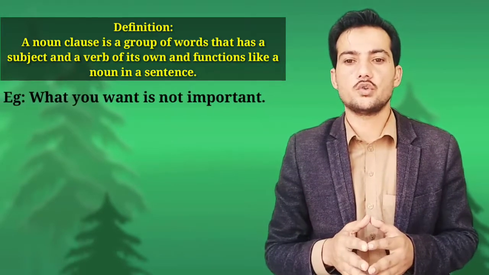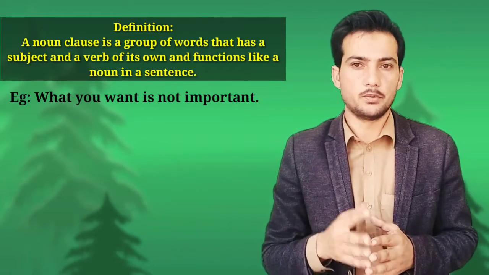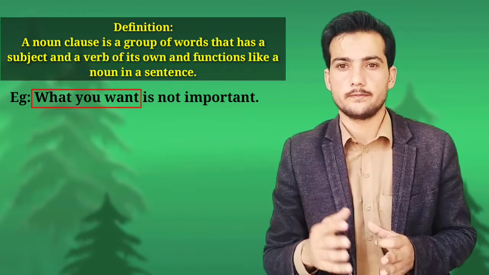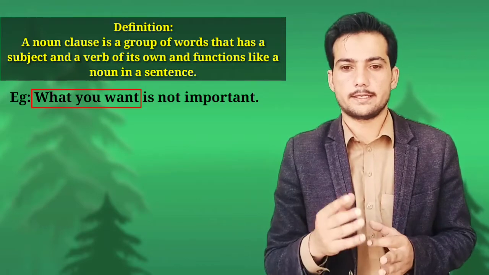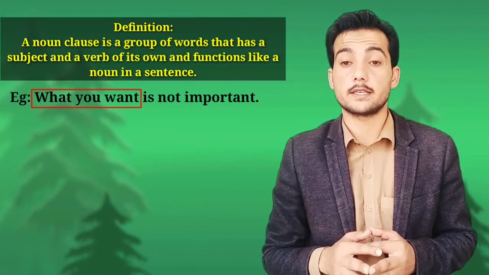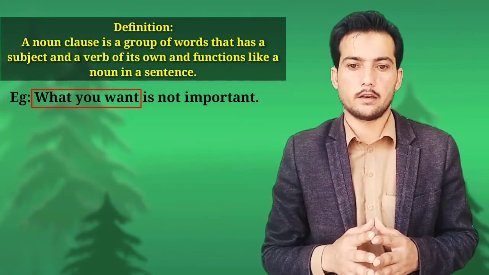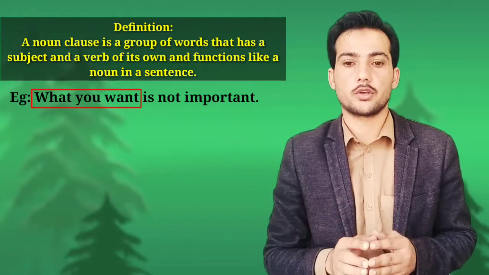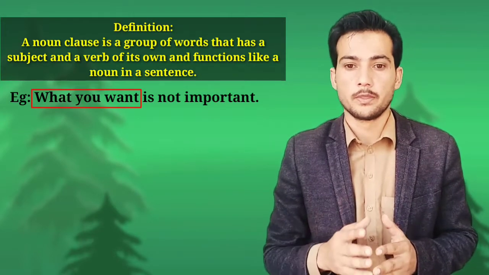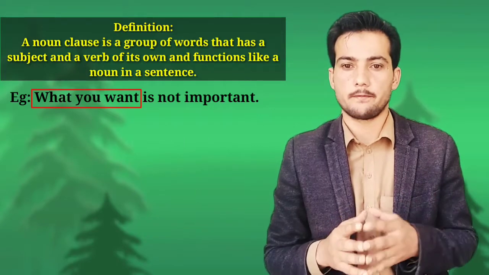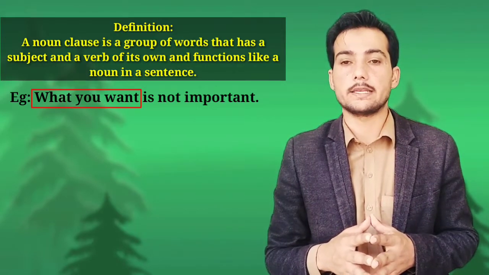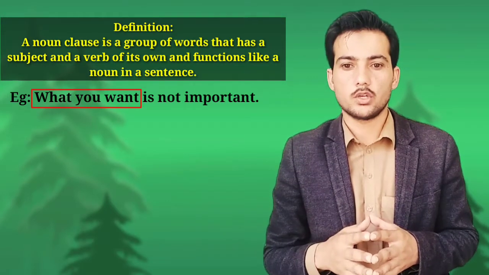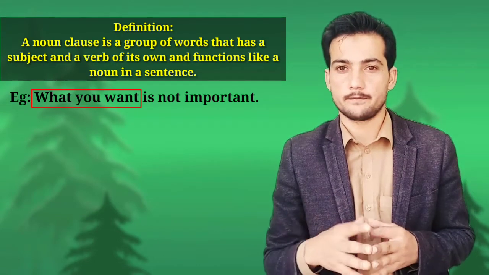For example, "What you want is not important." If you look at this sentence, it consists of a noun clause, that is "what you want." It is a noun clause because, does it consist of more than two words? Yes, it does. And along with that, we said that a noun clause will consist of a subject and a verb. So here it also consists of a subject and a verb. The "you" here is a subject and "want" is a verb. So that is why it is a noun clause, and here it functions like a subject. "What you want is not important."